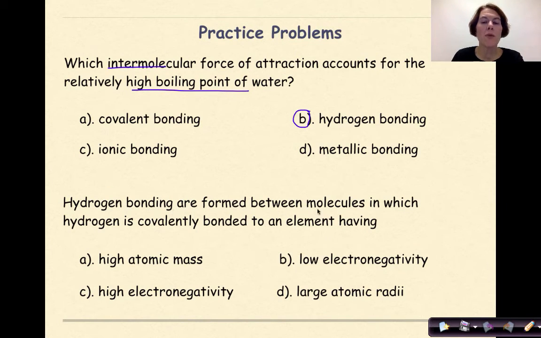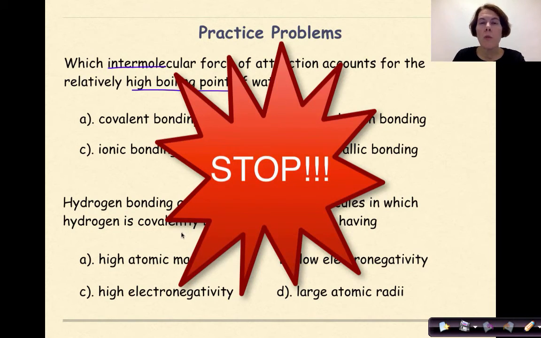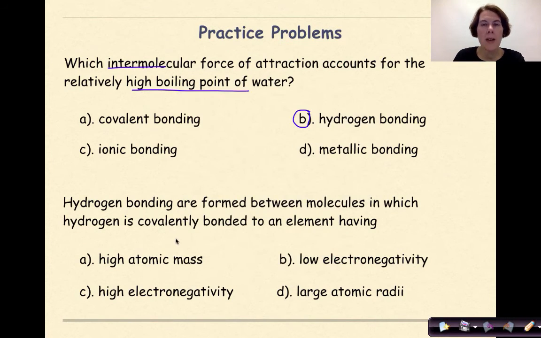Hydrogen bonding are formed between molecules in which hydrogen is covalently bonded to an element having, so take a moment, read the answers, choose one, and let's see how you do. Welcome back. Let's read the question one more time. Hydrogen bonding are formed between molecules in which hydrogen is covalently bonded to an element having high atomic mass, low electronegativity, high electronegativity, large atomic radii.